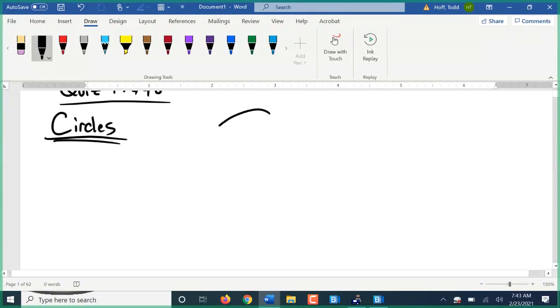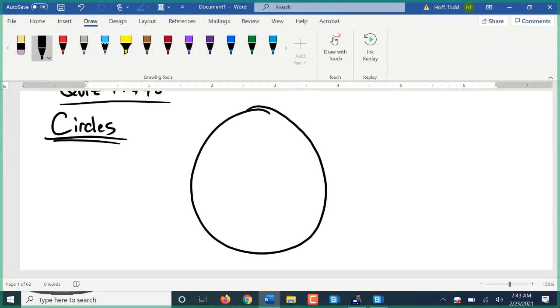So we'll start out with the basics that we already know. If we have a circle, pretend that looks like a circle. From the center out to the edge is the defining characteristic of a circle. Actually, there's two defining characteristics. The first is the location of the center. The second is that distance from the center out to the circle itself, which is called a radius.